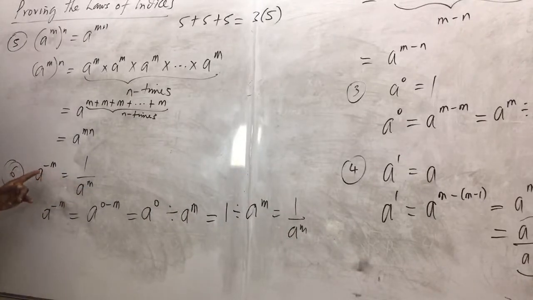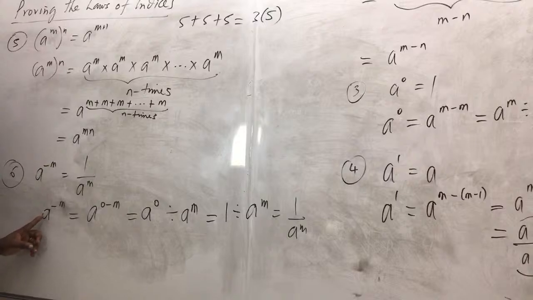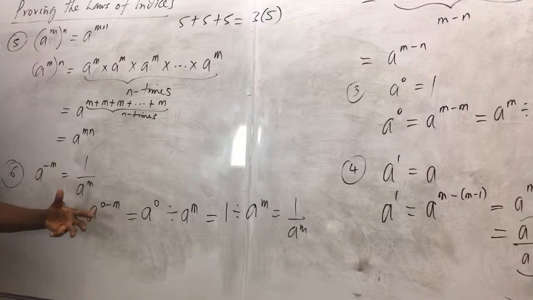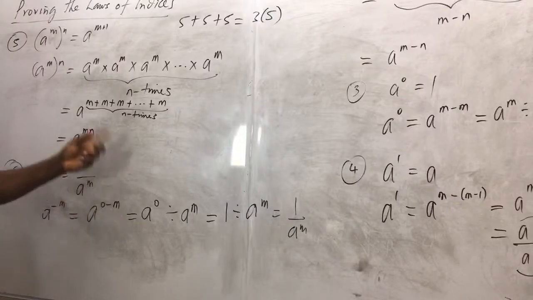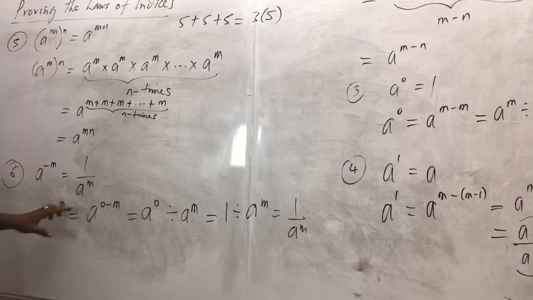If you want to prove law number 6 again, a raised to the power minus m is 1 over a raised to the power m. That's the law. To prove it, all you have to do is write a raised to the power minus m as a raised to the power 0 minus m. Of course, 0 minus anything will give you that thing. So 0 minus m will give you minus m. So we've done nothing wrong here.